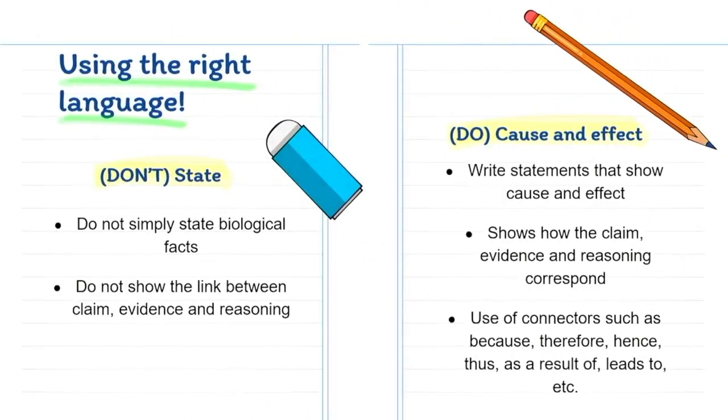As much as using CER is important, the way we use our language is perhaps equally important. Things to avoid include simply stating biological facts, because stating facts does not show the link between the claim, evidence, and reasoning. What should be done instead is to write statements to show cause and effect, because these statements will show the links which are crucial. Use connectors such as because, therefore, hence, thus, and many others.